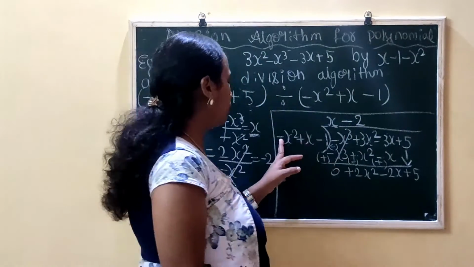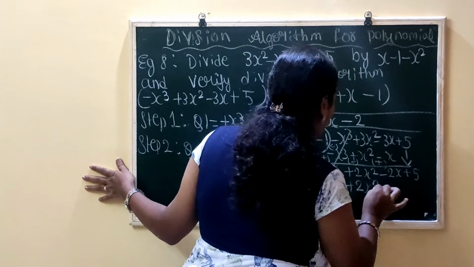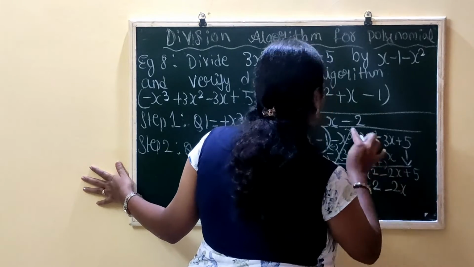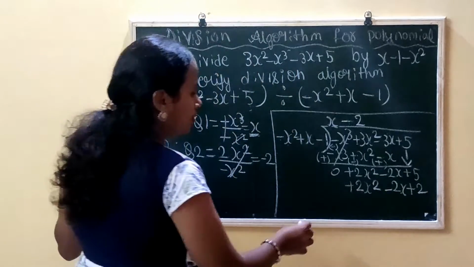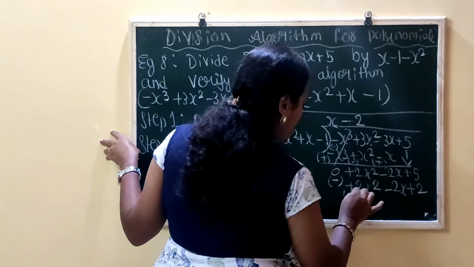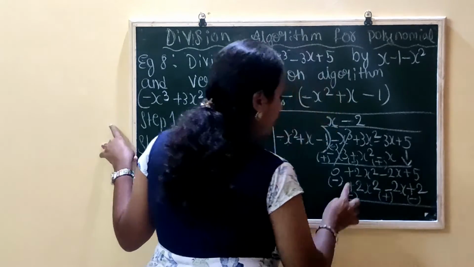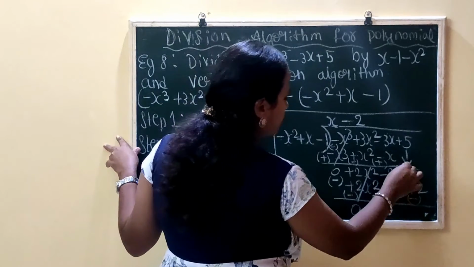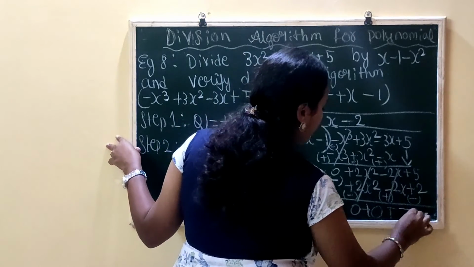Minus 2 into minus x square will give you plus 2x square. Minus of minus will become plus. Plus into minus is minus 2x. Then minus of minus will be plus 2. Okay. So now what you need to do? You need to do subtraction to obtain opposite sign. So plus, minus. Fine. So now plus 2x square minus 2x square is gone, 0. Plus 2x minus 2x is gone, 0. Followed by 5 minus 2 is 3.